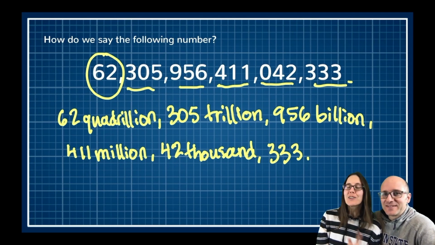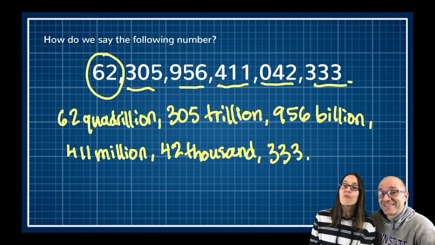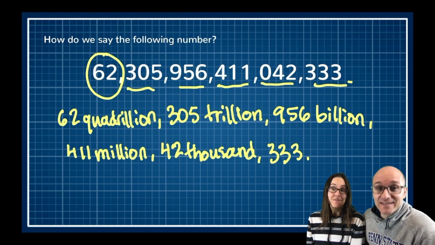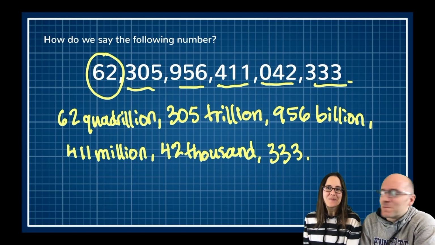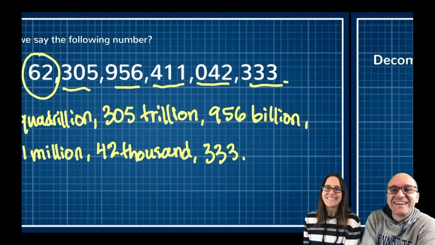62 quadrillion, 305 trillion, 956 billion, 411 million, 42,333. Nicely done, Science Mom. Never make a mistake again on a big number, right? I don't know about that.